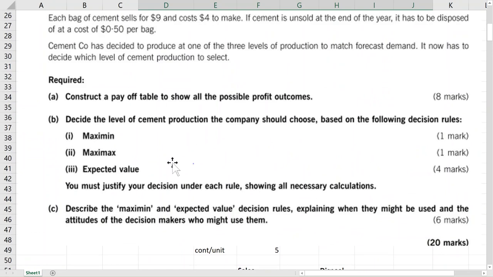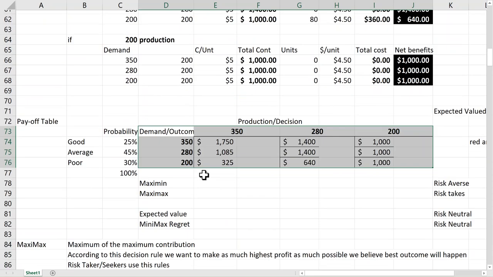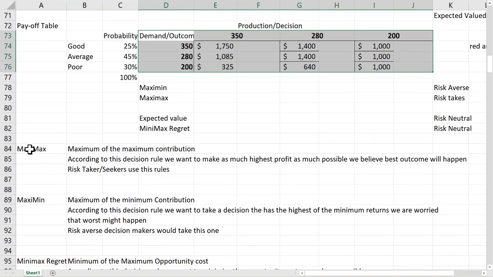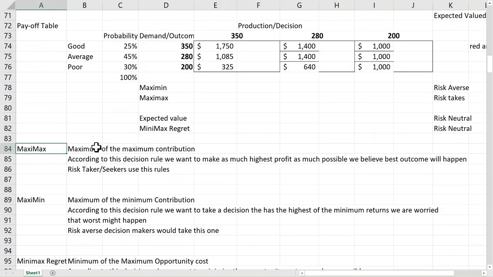Okay. Decide the level of cement production that the company should choose based on the following decision rules. Maximin, Maximax, and then there's another one, Minimax Regret. They haven't asked that. I will answer that one as well. And then expected value. Let's look at each of them, what they are. Let's first look at Maximax.